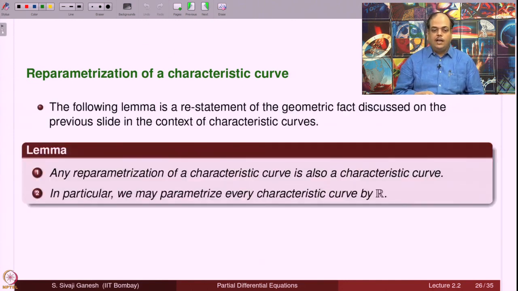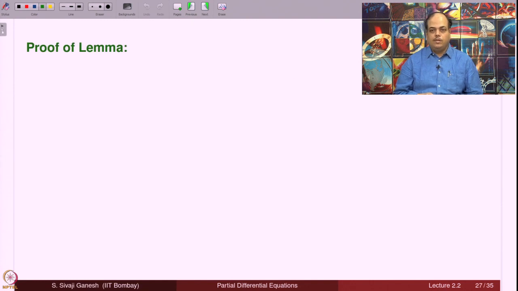And one advantage of this is you take j tilde to be R. From R to that particular j, you can always define a diffeomorphism. Therefore, you can always reparameterize by R. It is very useful, we will see that when we prove existence theorems for the Cauchy problem of quasi-linear equations as well as general nonlinear equations.